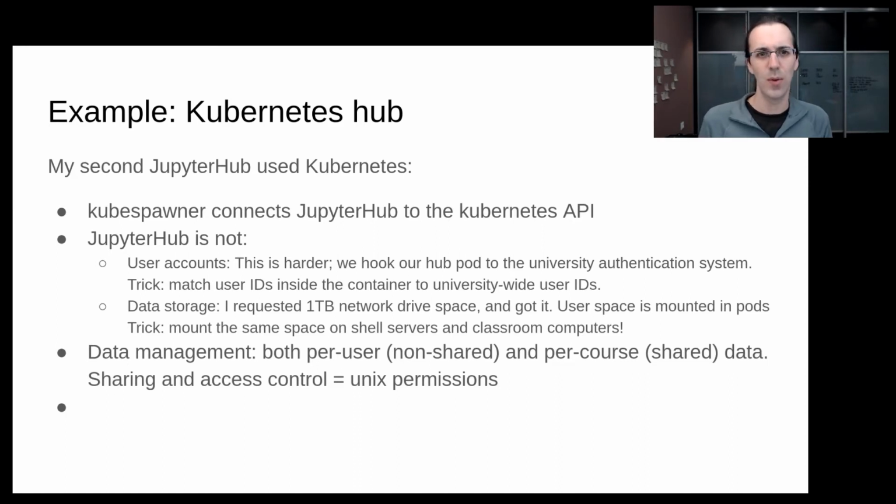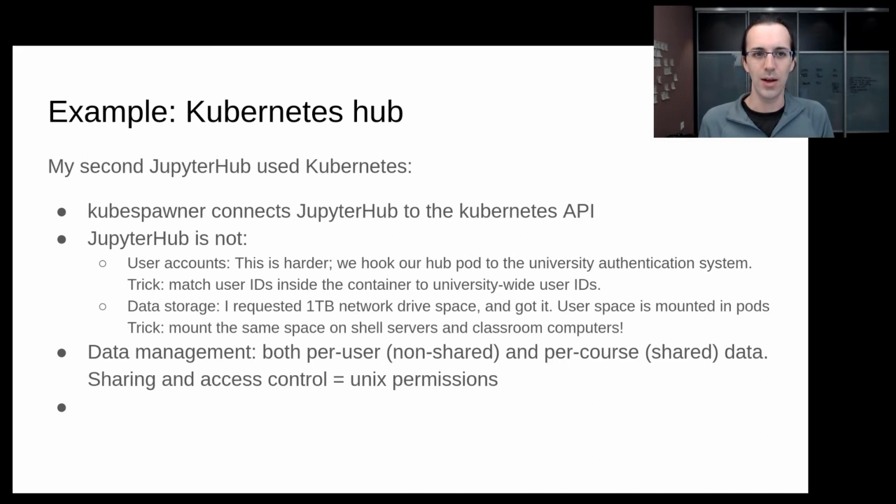So what are the things we want here? Well, we don't want new user accounts. We already have university user accounts. So we connected the hub to the university's authentication system. You log in exactly the same way that you log into any other system at the university. That's great.